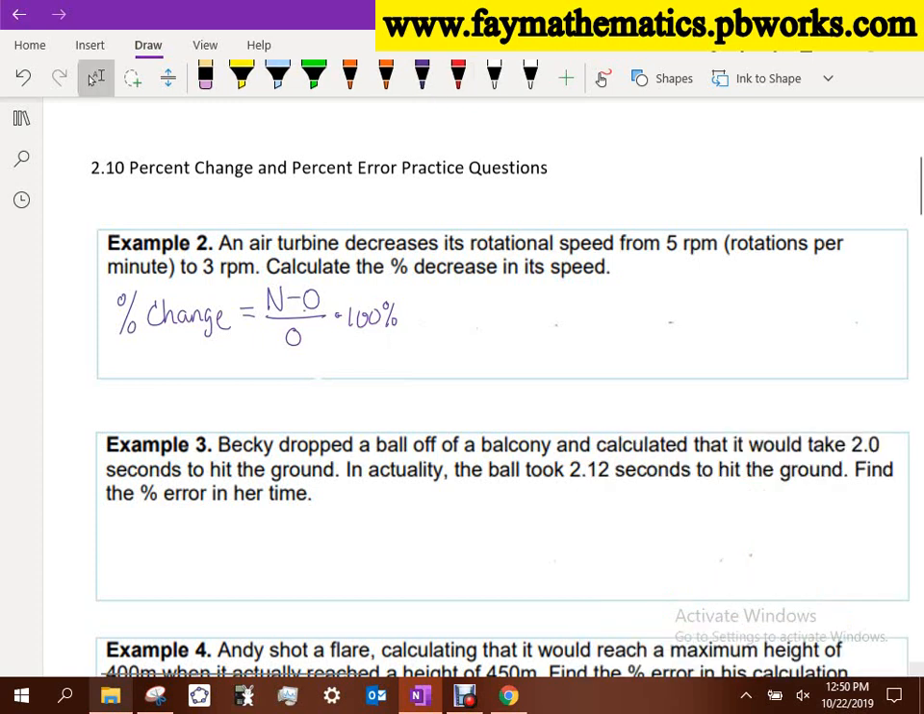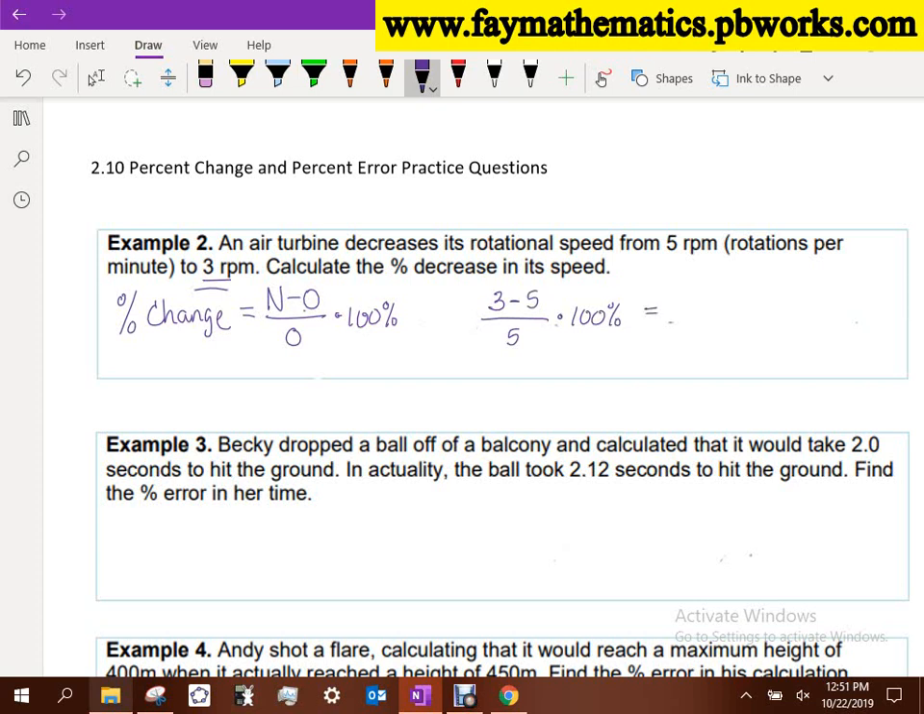So now we look at that and I ask myself, okay, as I read this, do I know what the new value is? Okay, so what is the newer value up there when they talk about this rotations per minute? 5. 3. Okay, so because that's what we decreased from 5 to 3, so 3 is the new one. So we go 3. If 3 is the new one, then 5 was the original, right? So 3 minus 5, and I divide by 5. I'm multiplying that by 100%.